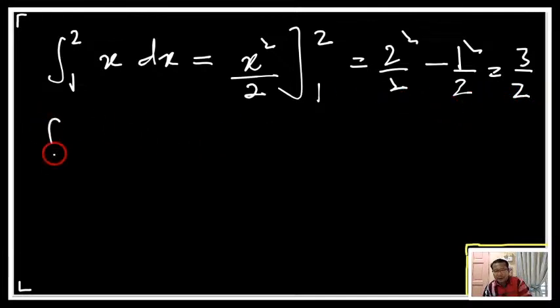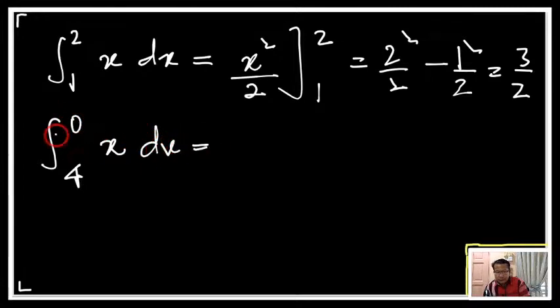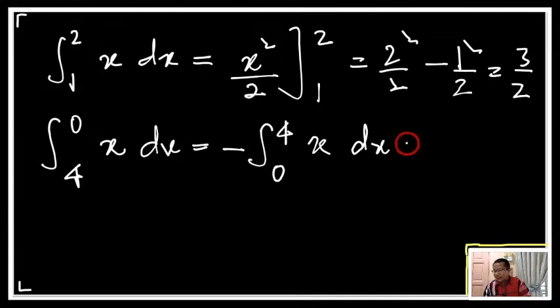If you have something like this, it should be the smaller one and then the higher value. So what you need to do is to reverse this one. If you reverse, you put minus sign. No problem. This one, now you can easily integrate and you get the answer is minus 8.